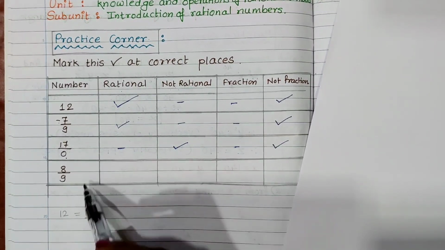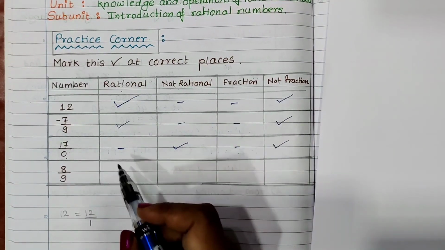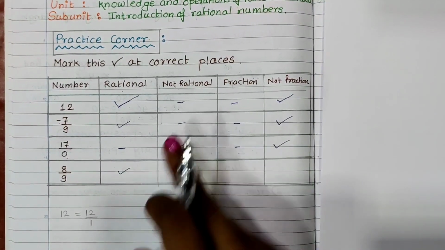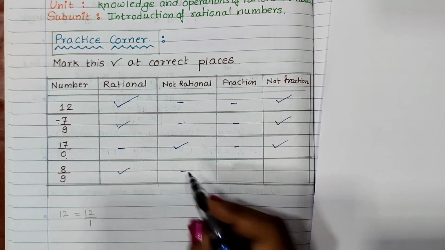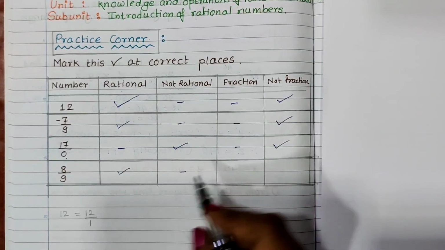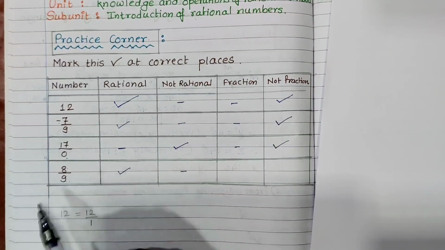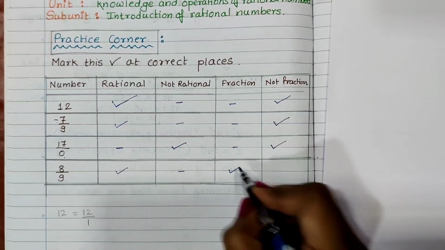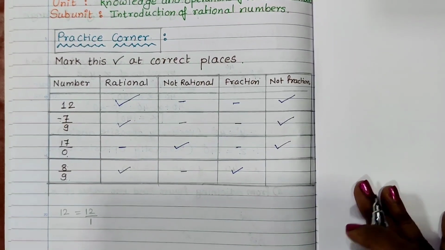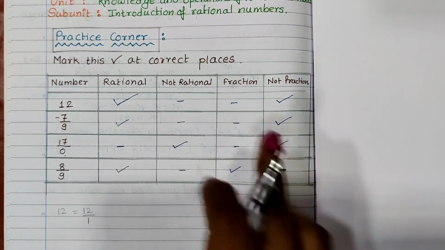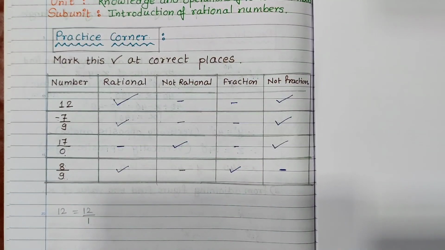Okay. Now 8 upon 9. 8 upon 9 is a rational number. Yes, it is a rational number. So if it is a rational number, not rational is not correct. I will put a dash. Is it a fraction? Yes, it is a fraction, because it is in numerator denominator form and a negative sign is not there. That means it is a fraction also. And as it is a fraction, not a fraction is not correct. So we have to put a dash. So in this way you can complete this chart of writing the tick mark in the correct place.